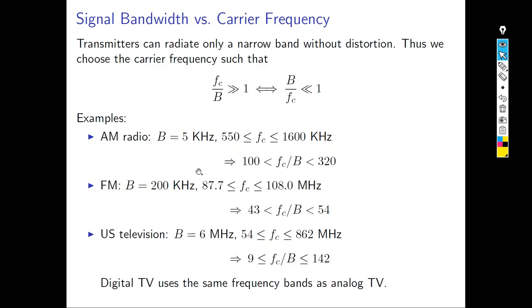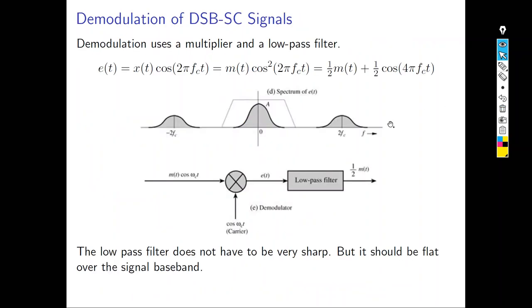What about FM? In FM, fc over B is between 43 and 54. Television, fc over B is between 90 to 100. Now, do you need to memorize these things? No, you don't need to. So why do we show you these things? To understand that fc in most practical systems is much, much larger than the bandwidth, by a factor of around 43 to 100. So this is what I wanted to let you know about it.